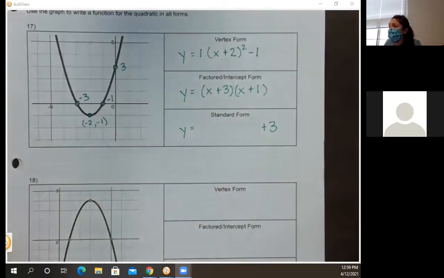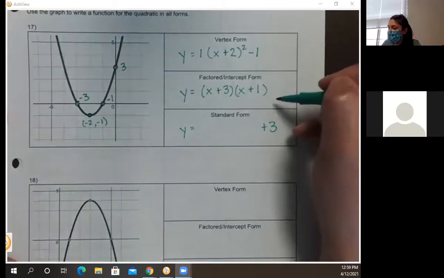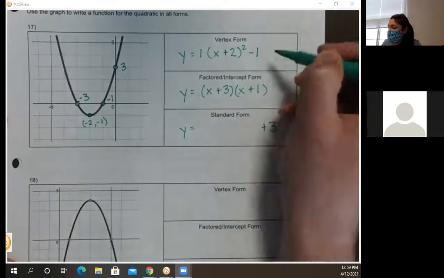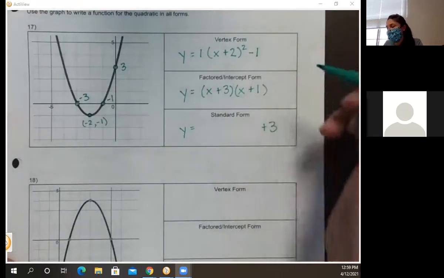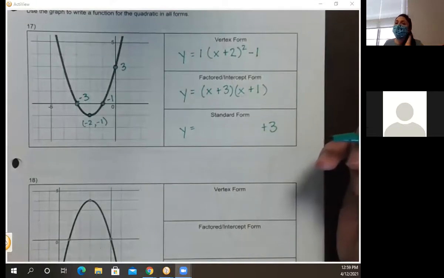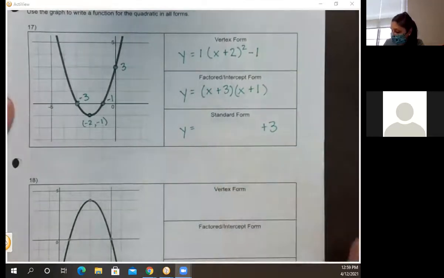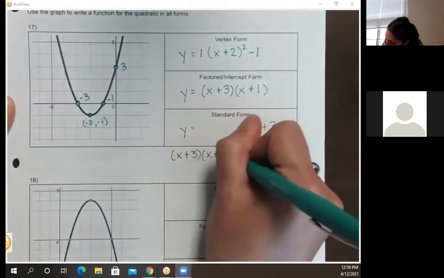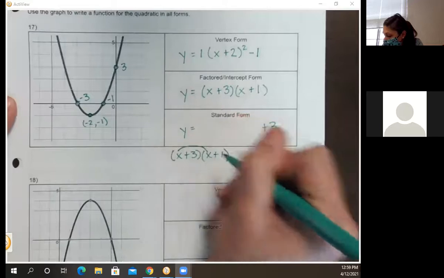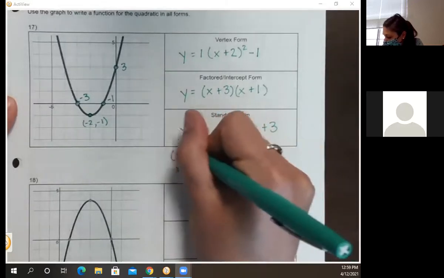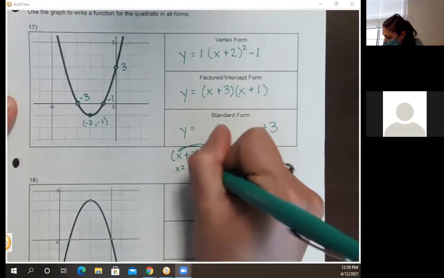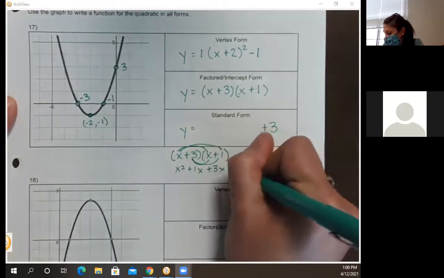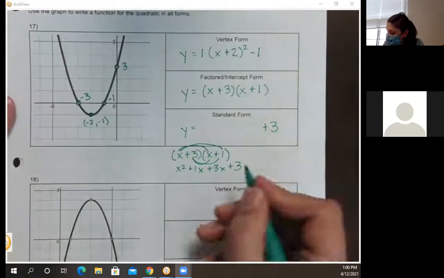So what I'm gonna have to do for standard form is distribute one of these guys. I'm gonna choose to distribute intercept form, but if you would rather distribute vertex form, that's fine too. But I'm gonna have to distribute one of the functions I've already written in order to get all of standard form. So x plus 3 times x plus 1. Remember to distribute completely. So I get x² plus 1x plus 3x plus 3 for standard form. Don't forget to combine your like terms.